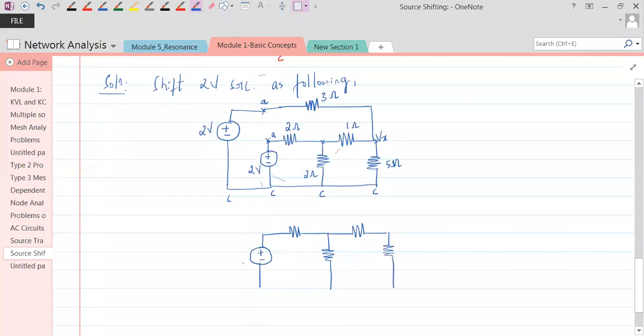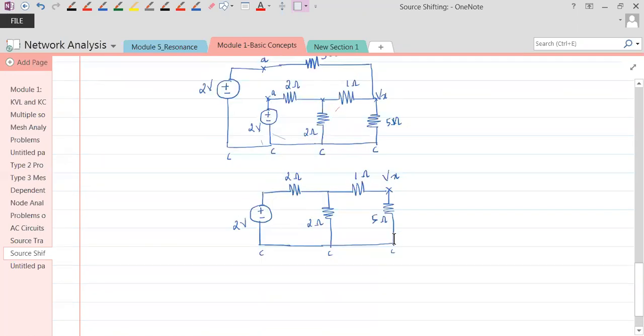Okay. So this is 2 volts, 2 ohms, 1 ohm, 2 ohms, and 5 ohms. Here is your Vx. Okay. So what is this? These are point C's. See here, this is C, C, and C. So this 3 ohms in series with 2 volts is between Vx and C. So instead of connecting it like this between Vx and C, I'll connect it between Vx and C in this path. Okay. So that it becomes easier to look at.